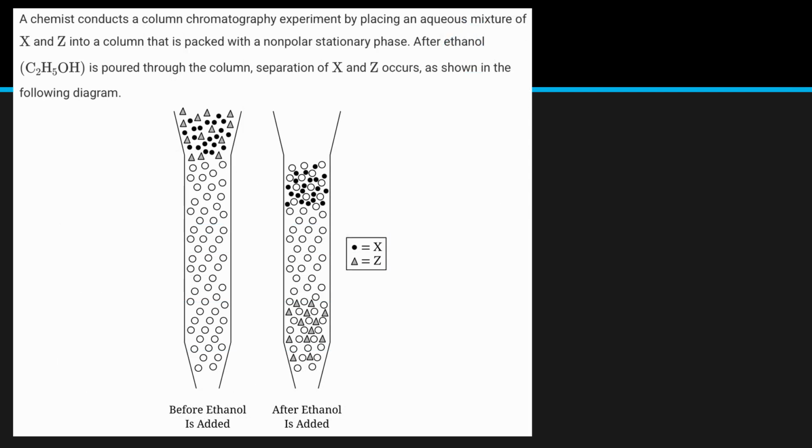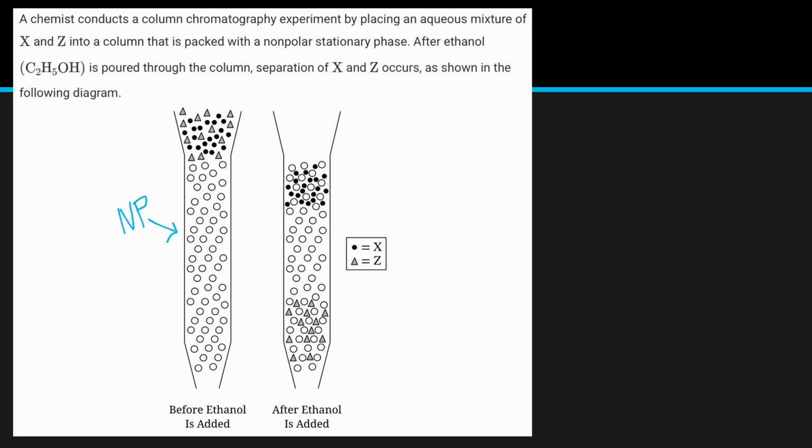A chemist conducts a column chromatography experiment by placing an aqueous mixture of X and Z into a column that is packed with a non-polar stationary phase. After ethanol is poured through the column, separation of X and Z occurs as shown in the following diagram.